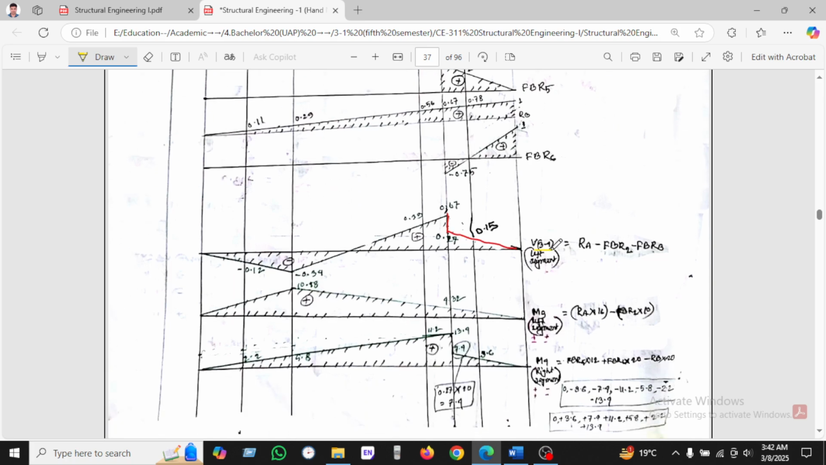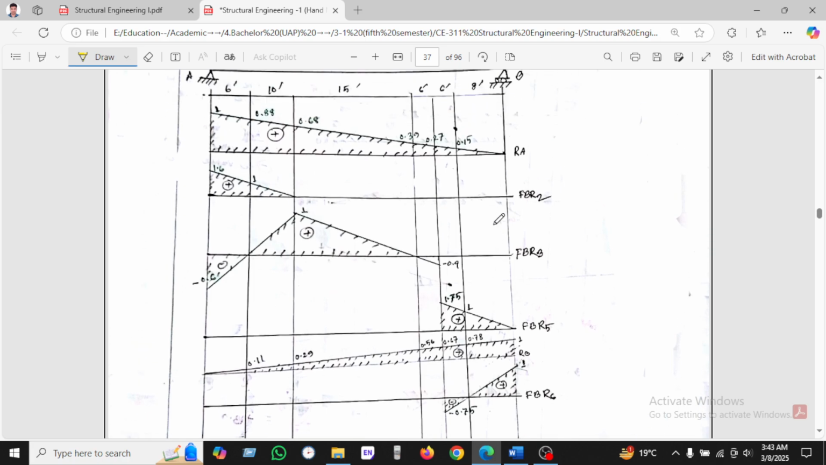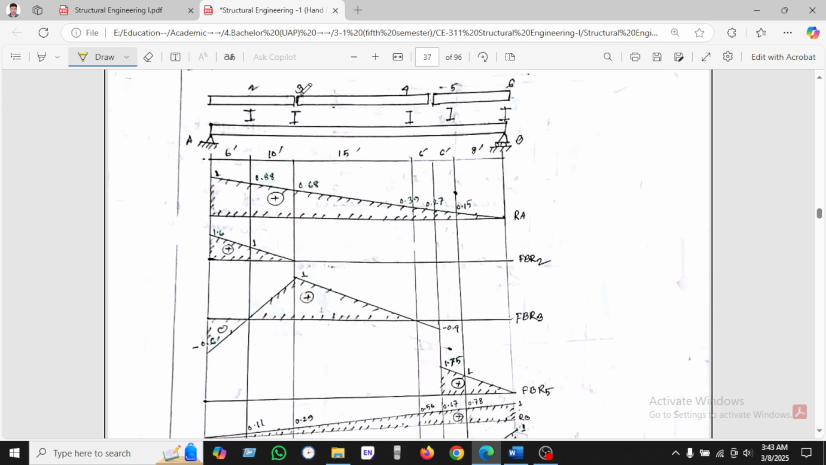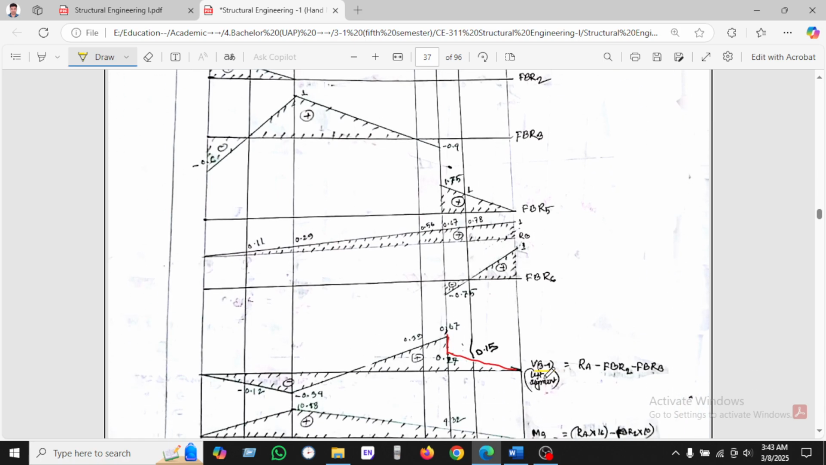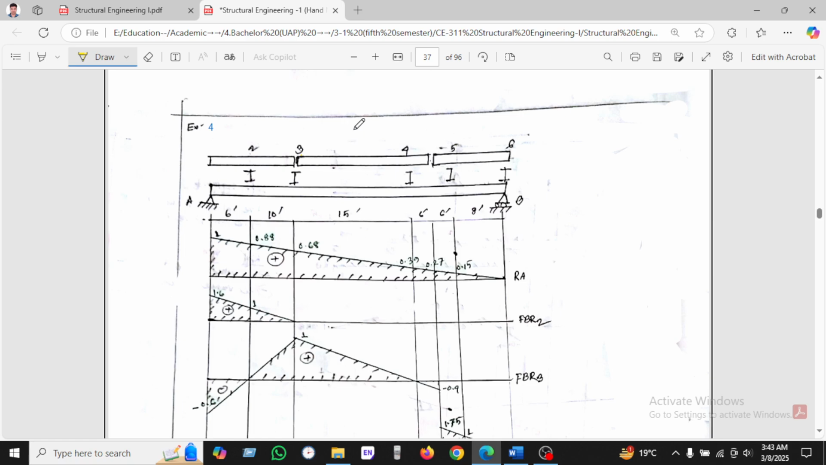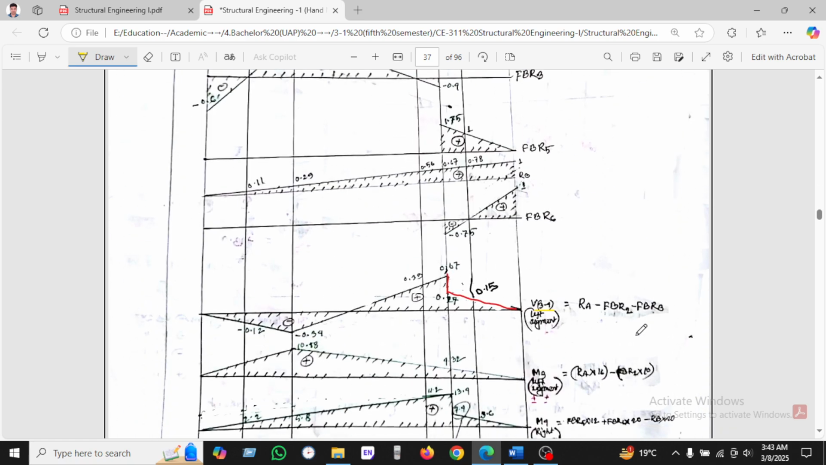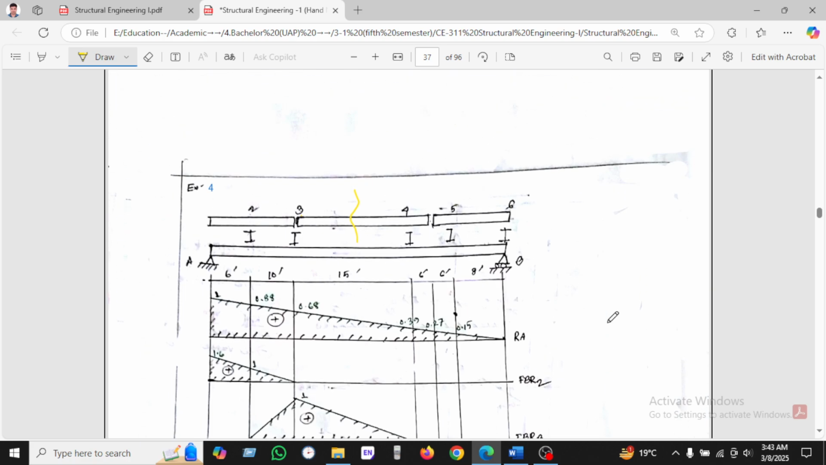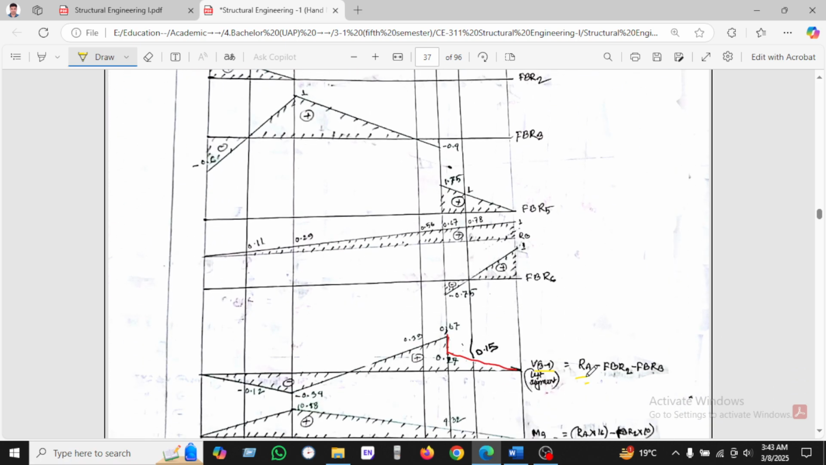How will we calculate B3? This is the B3. We have seen here B3 into 4. So we are taking here the shear. It will be RA minus floor beam 2 into floor beam 3. So we are taking the left segment. RA is positive, and floor beam 2 and floor beam 3 are negative. So RA minus floor beam 2 and floor beam 3. This is the equation. Now we have to draw the RA.